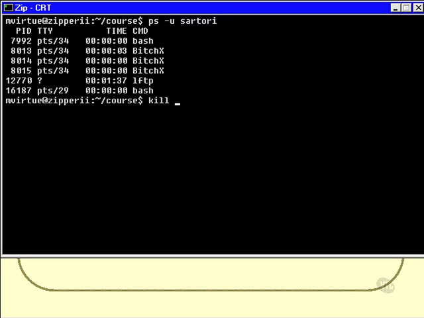How about 16187? That's one of their shells. And I'm not allowed to kill it because I am not the owner of that process. If I was the super user, or root, then I would be allowed to do that. Obviously, I'd also be allowed to do that if I was the Satori user.